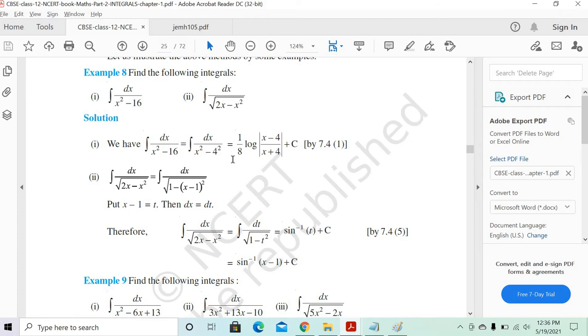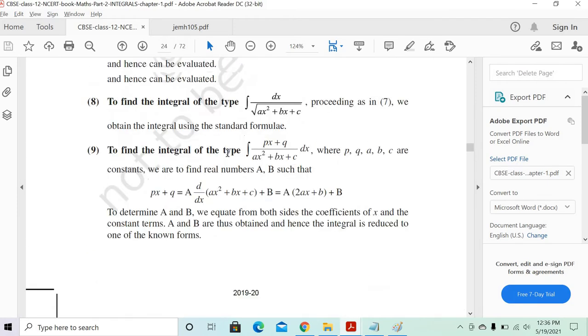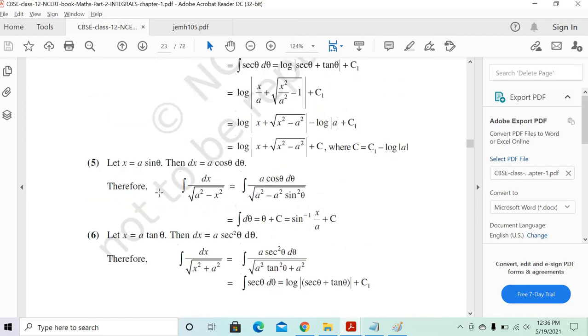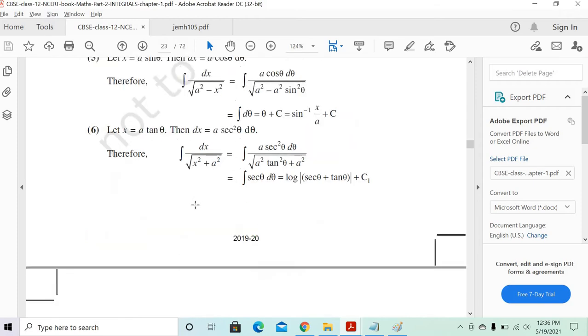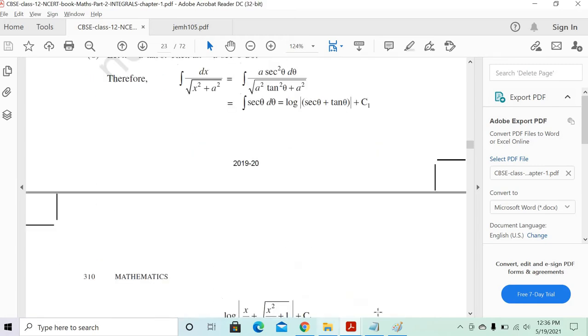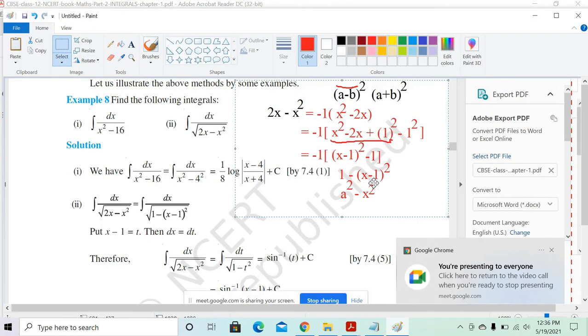Okay, so how did you get that? No, you can't apply that formula. You have to apply the fifth formula only, no? Fifth property: integration dx by square root of a square minus x square. Okay, so basically what did you get here? So some confusion is there for you. Okay, let's see that part.